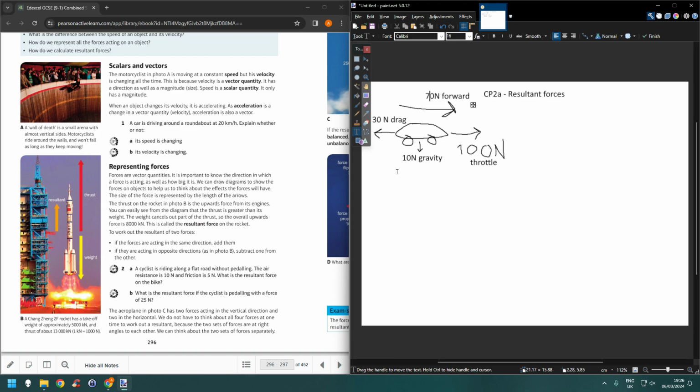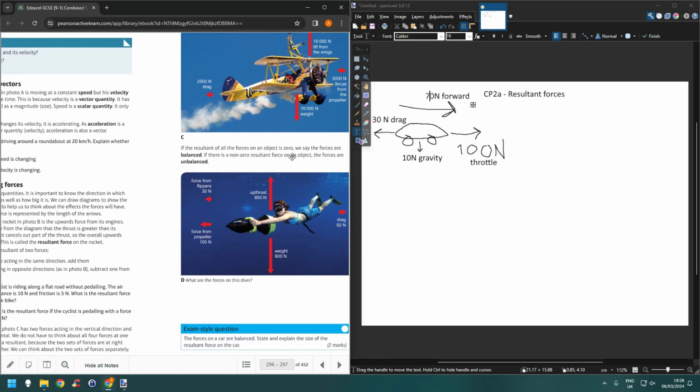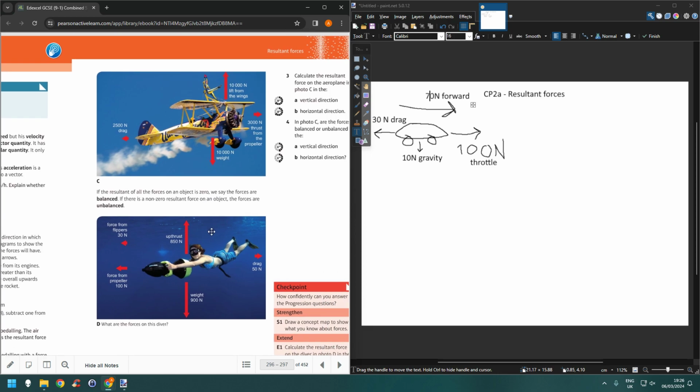So now we've got that out of the way, and we've got our arrows, we can have a look at some of these examples. If the resultant force on an object is 0, we say the forces are balanced. If there is a non-zero resultant force on an object, the forces are unbalanced.